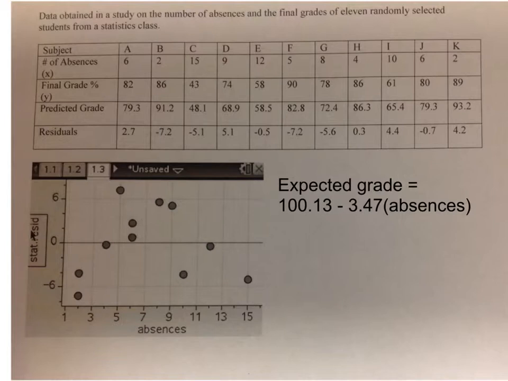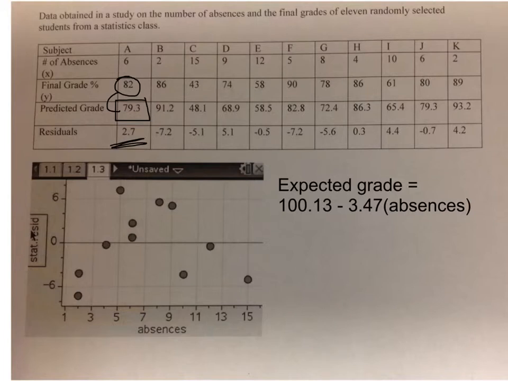This is an unnecessary step, but I do want to show you this because this is how I find my residuals. Well, in this particular case, the student earned an 82. We predicted using the equation they were going to earn a 79.3. When I subtracted, that's where the residual of 2.7 came from, because the grade they earned was higher than what we would have expected.